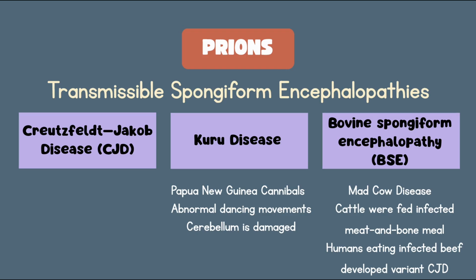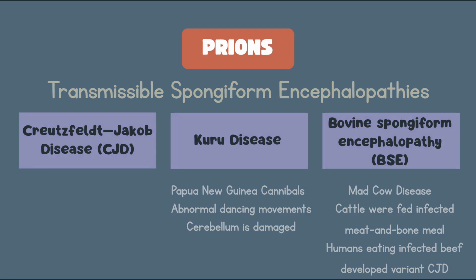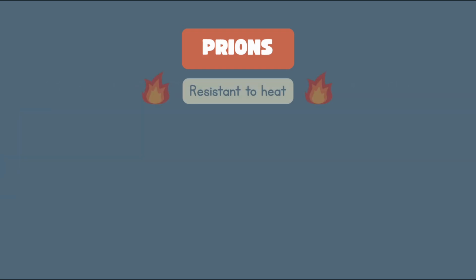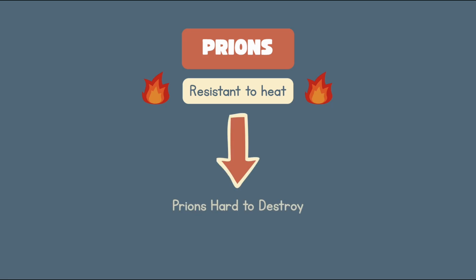Another critical point about prions is that they are heat resistant. They are resistant to heat. This means that normal sterilization procedures may not be able to destroy them. They might be harder to destroy.